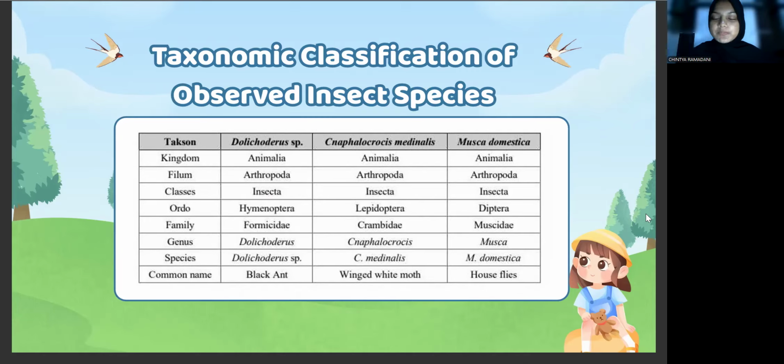white wing moth. Next, Musca domestica: kingdom Animalia, phylum Arthropoda, class Insecta, order Diptera, family Muscidae, genus Musca, and species Musca domestica, and common name housefly.